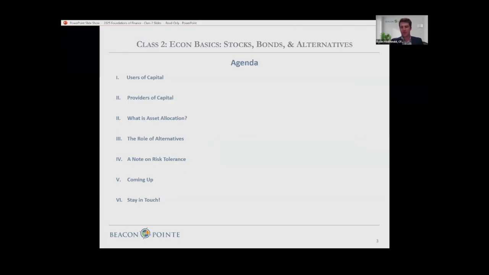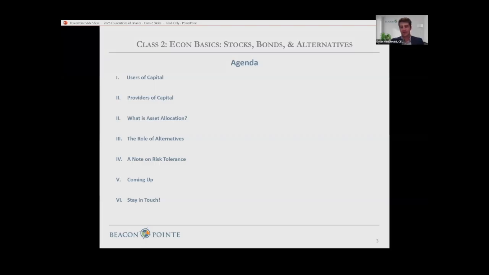Without further ado, we thought we'd get into the agenda for today in terms of the topics that we'll be covering. First and foremost, I think the users of capital is an important topic because users of various investments, which can take different shapes and forms, can certainly vary from individuals, businesses, and different government municipalities around the country. So we'll go into how those can vary in a little bit more detail. Providers, or we look at this as investors of capital, the different shapes that those can take.